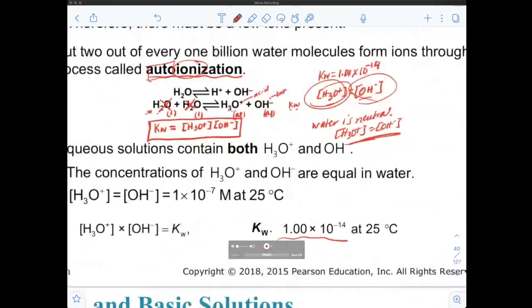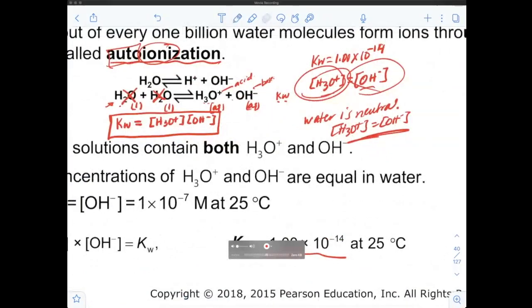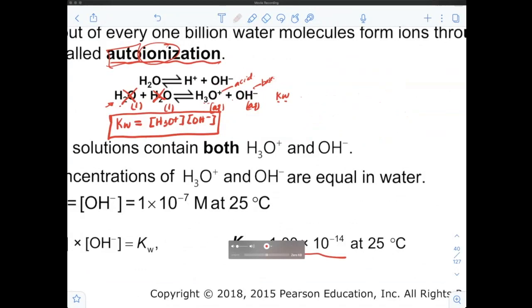So since we know what the Kw value is, I want to erase and write right here and not pull up a whole new page. Bear with me. You can rewind and look at that part. Since you know that Kw is equal to the hydronium ion times the hydroxide ion, you can actually solve for these values. You know they're equal in water. So Kw is 1.00 times 10 to the power negative 14. These are equal to each other.